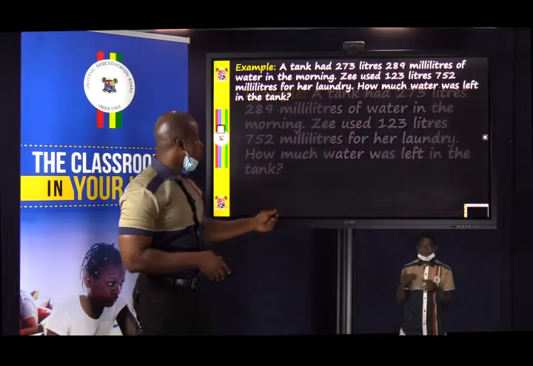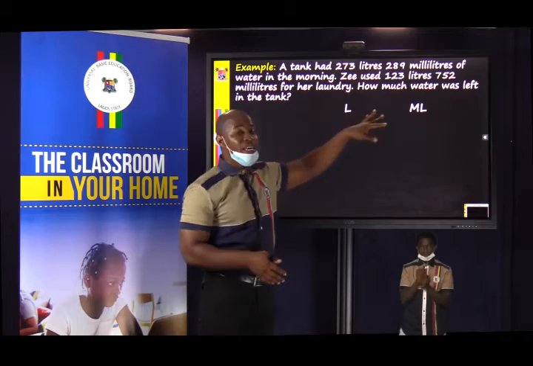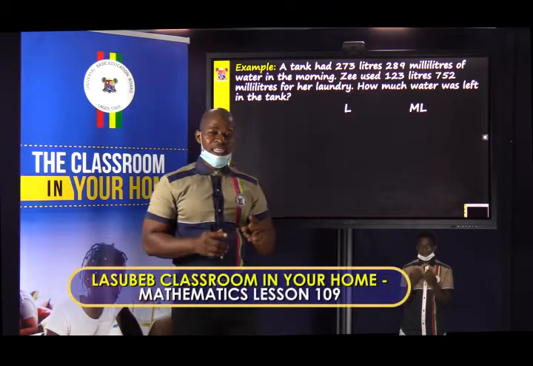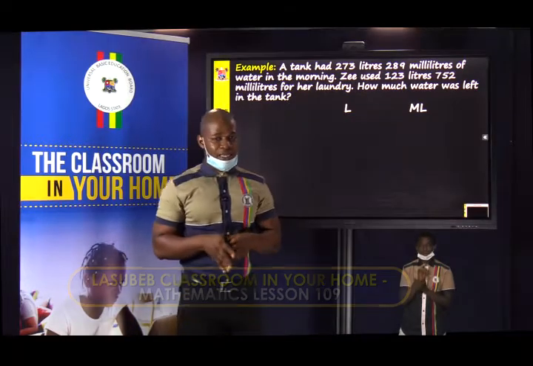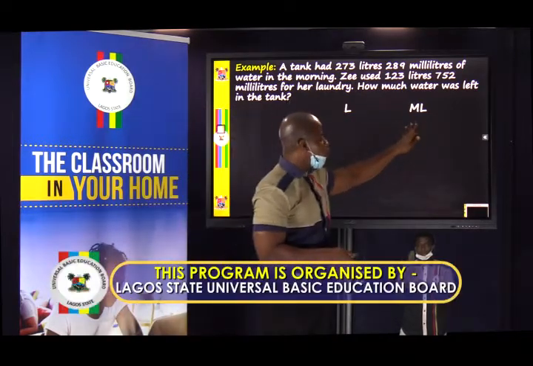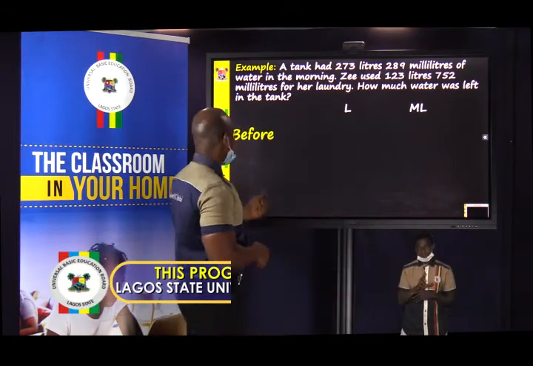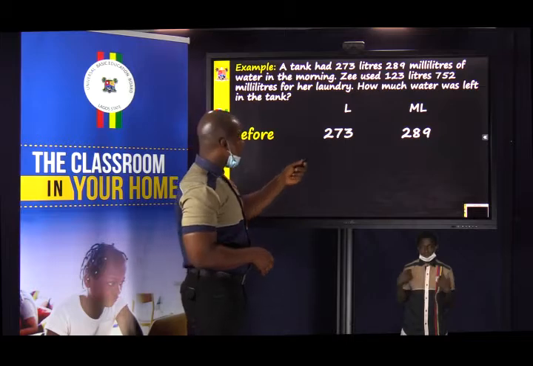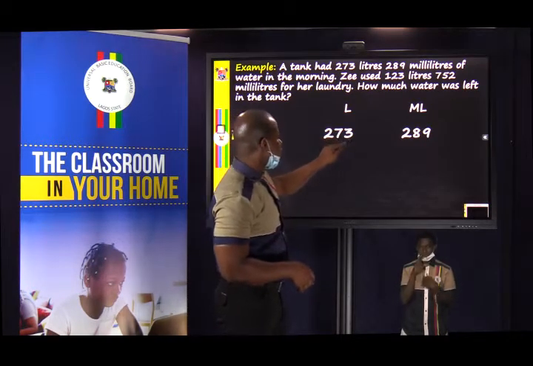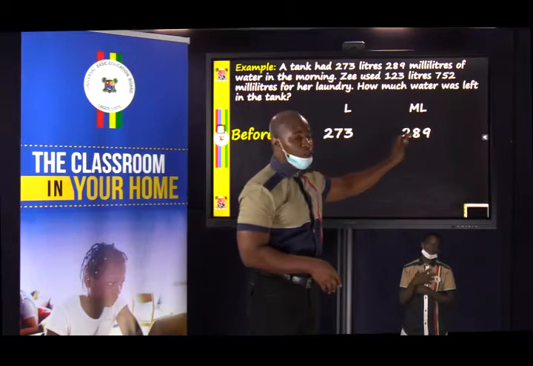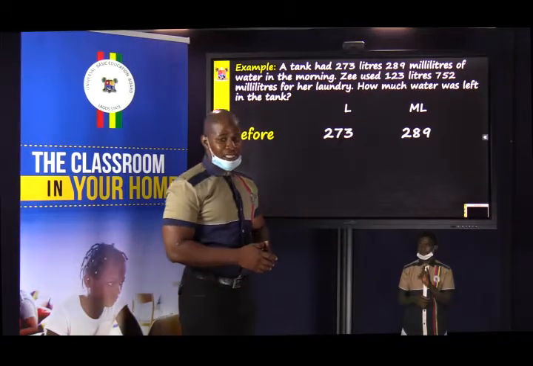So let's just go right into it. So what do we know? Now we're going to be working with liters and milliliters. How many milliliters make 1 liter? Of course, 1,000 milliliters make 1 liter. That means here we will be having 3 place values as against 2 for the centiliters. So before the laundry, the tank had 273 liters, 289 milliliters. So I put 289 under milliliters, 273 under liters.